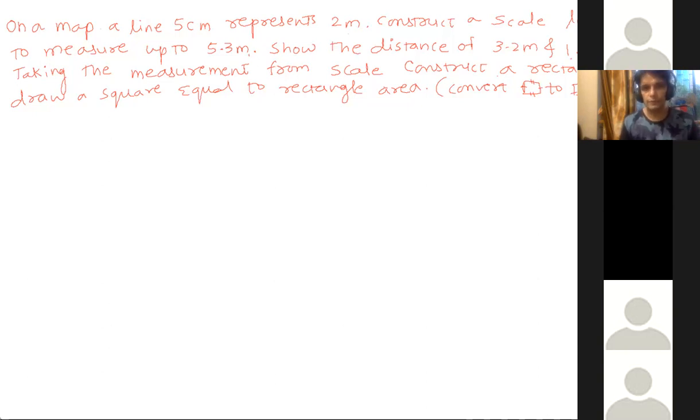So what we have to do first, we have to draw scale. Then we have to mark these two distances, 3.2 meter and 1.6 meter, on it, and using this we have to draw a rectangle, and then we have to convert the rectangle to a square. So first we will draw guideline. Whenever you start a scale, you should always draw guideline. So I will draw guideline first.